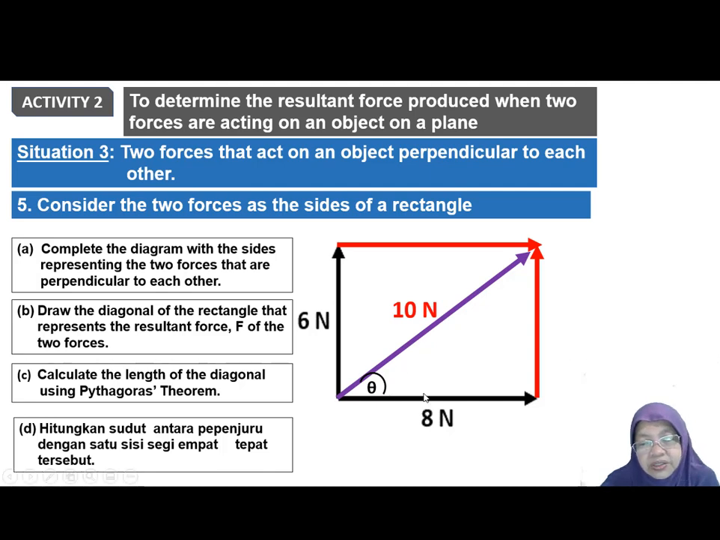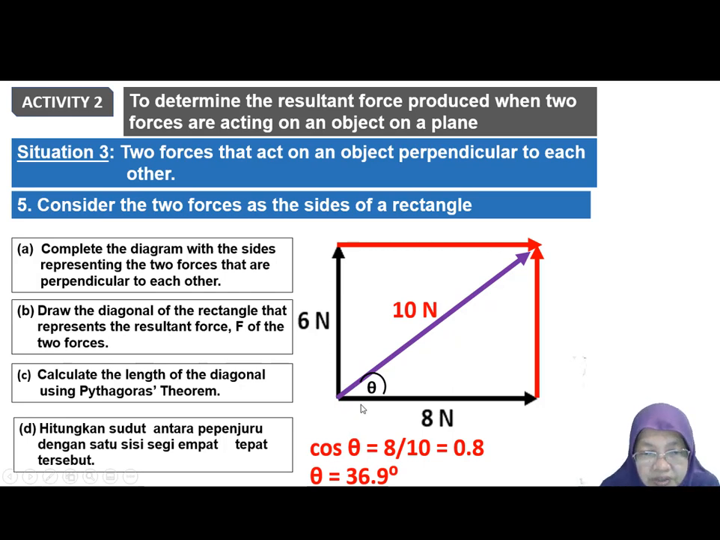So in this case, this is 8, 10. This is the theta that we want to calculate. So I use cos theta equals 8 divided by 10. Okay, adjacent divided by hypotenuse, right? So 8 divided by 0.8. So theta is 36.9 degrees.